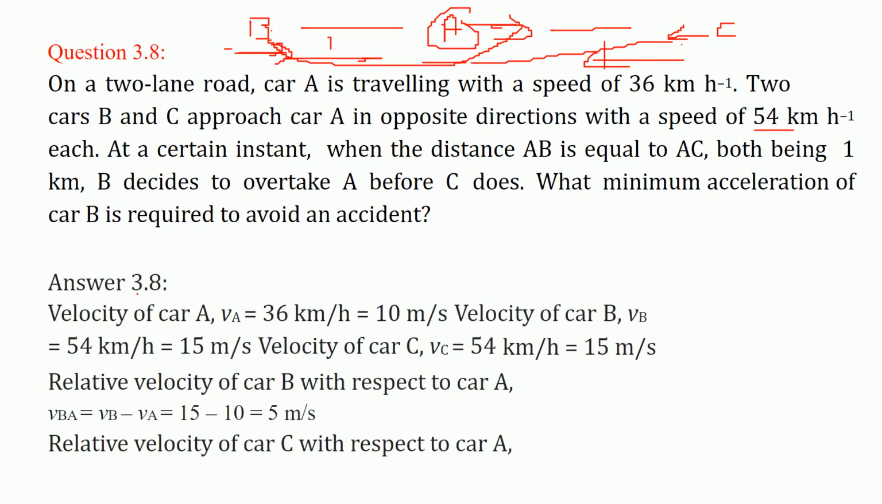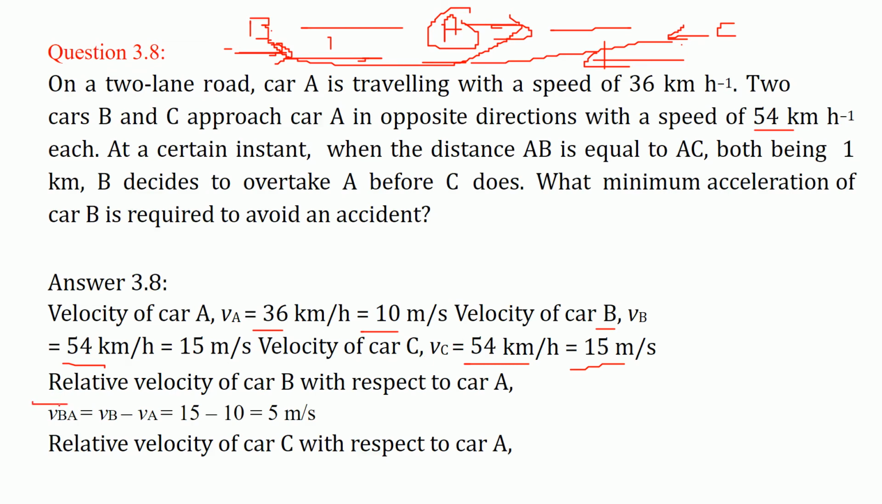So what will we see here? Velocity of car A is 36 km an hour. Multiply it by 5 by 18, you get 10 meter per second. How about car B? VB is 54 km an hour, which is 15 meter per second. So velocity of car C will be again the same thing, 15 meter per second, because B and C are having the same speed.